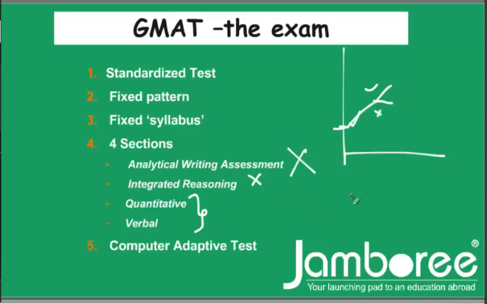Higher difficulty level questions carry more marks. So when I told you that verbal has 41 questions, the marks are not equally divided. All these 41 questions do not carry equal marks. The questions that are more difficult carry more marks, and the questions that are less difficult carry lesser marks. So it is of course advantageous if you do the questions correctly.